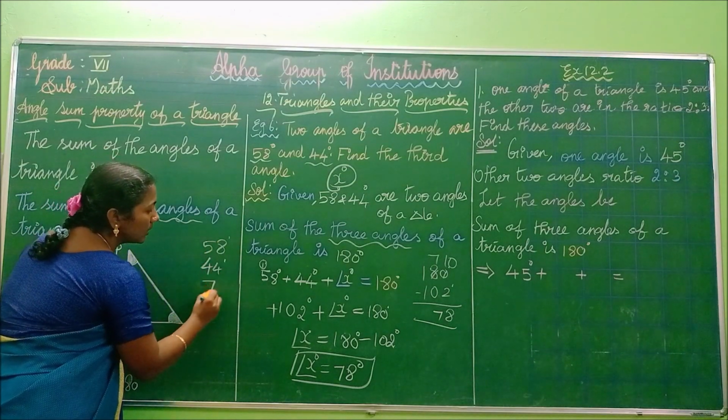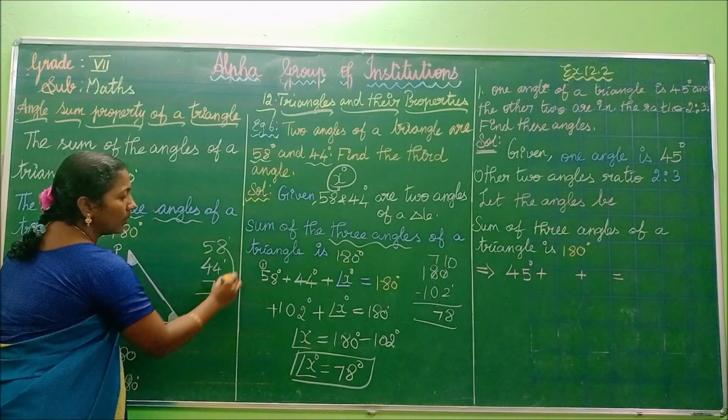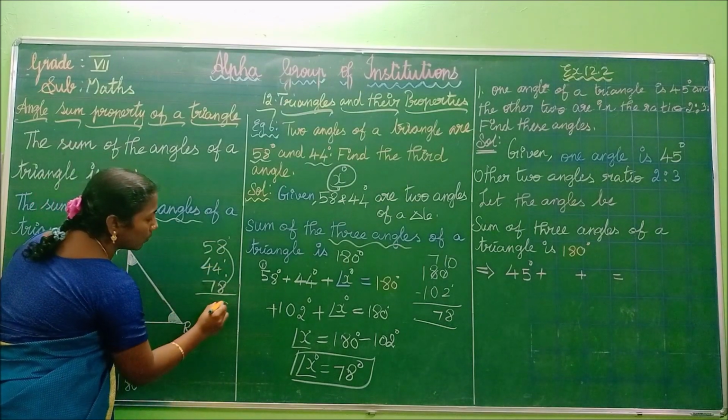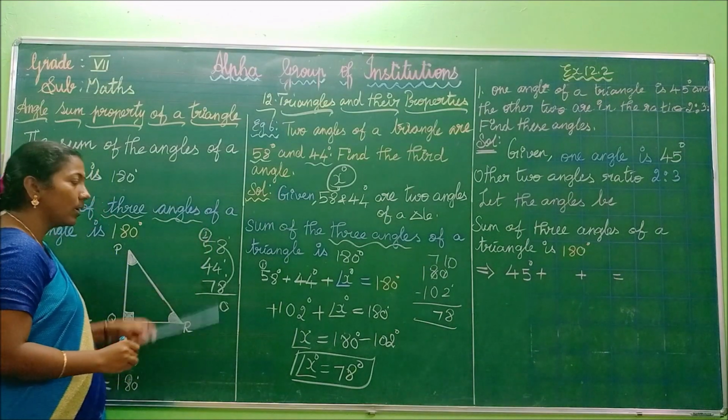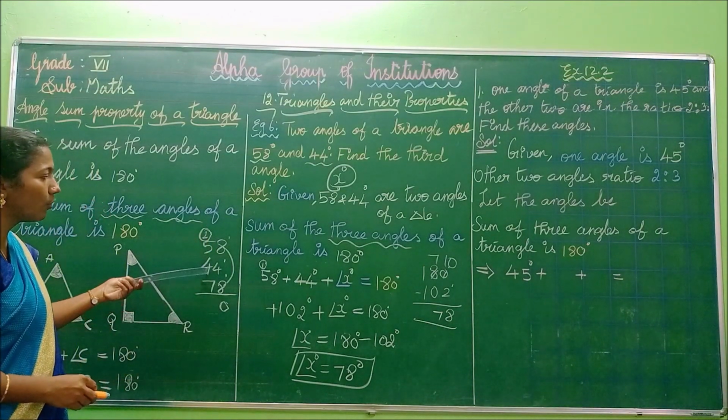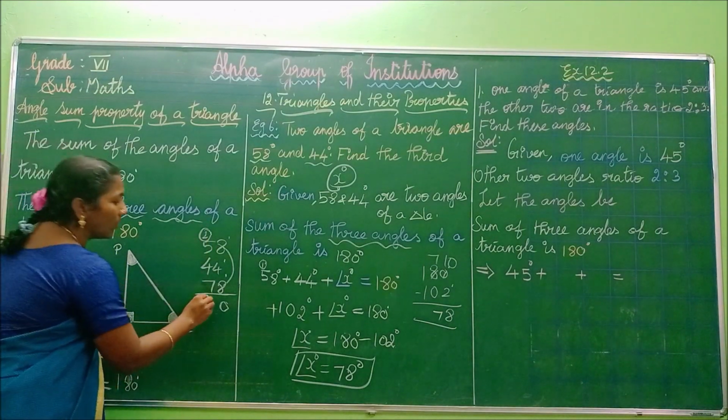We can also check: 58, 44 plus 78. 8 plus 8, 16. 16 plus 4, 20. Remember 2. 4, 5 plus 2, 7. 7 plus 4, 11. 11 plus 7, 18.